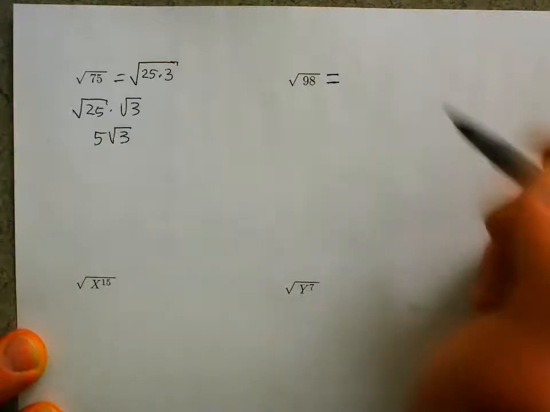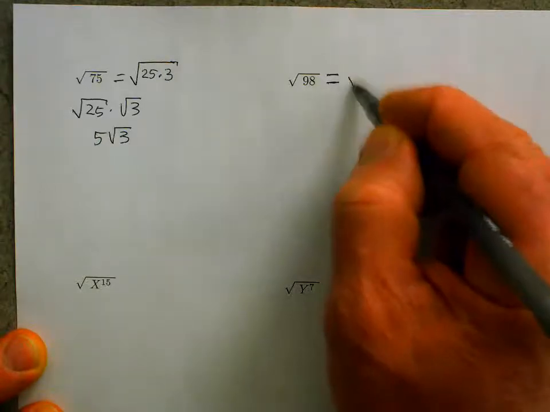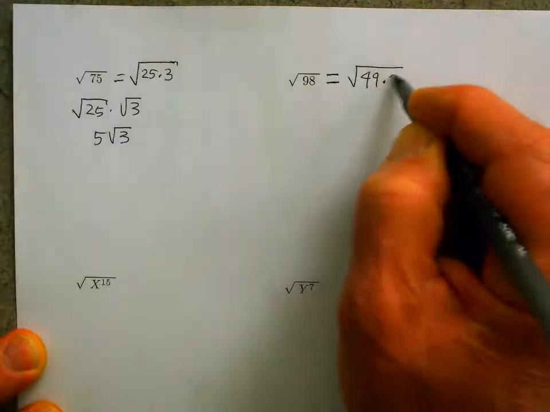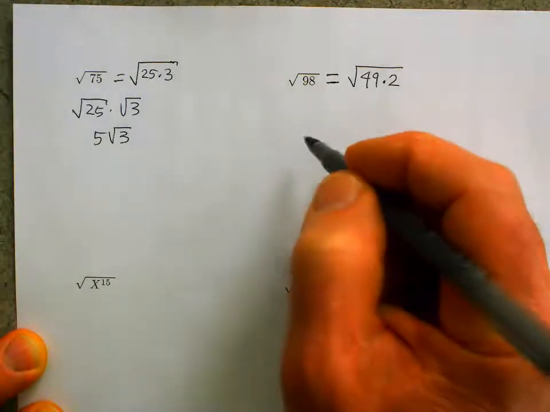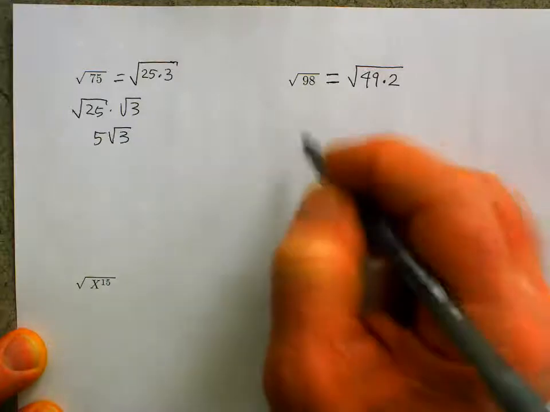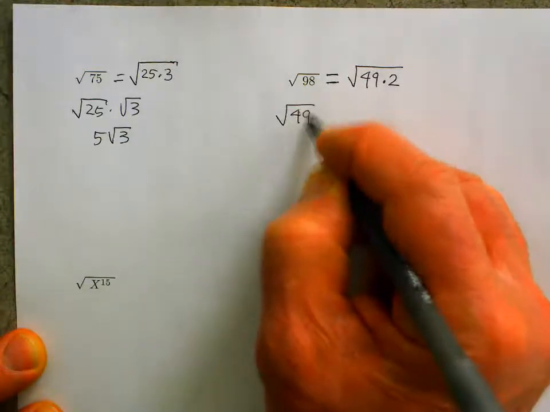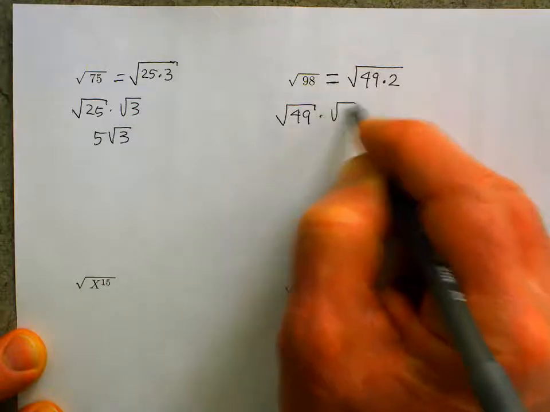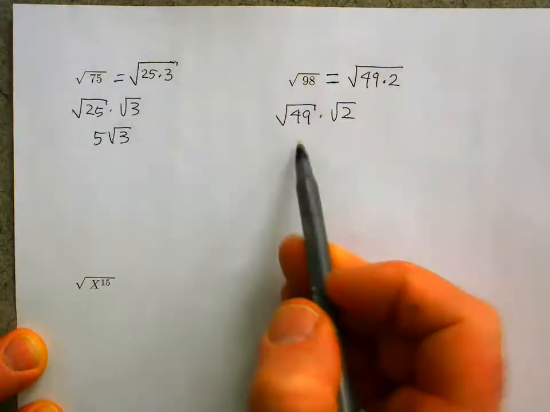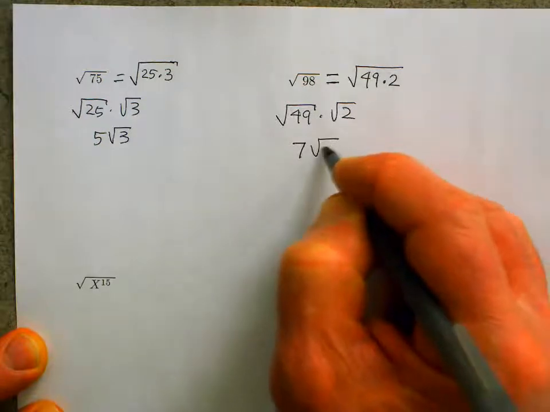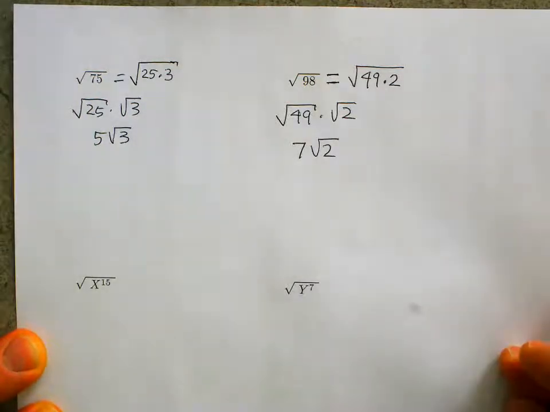So we rewrite the square root of 98 as the square root of 49 times 2. And then applying the product property of radicals, this is the square root of 49 times the square root of 2. The square root of 49 is 7, so our simplified answer is 7 times the square root of 2.